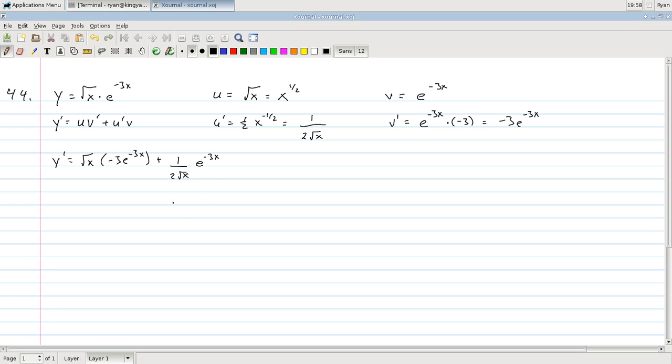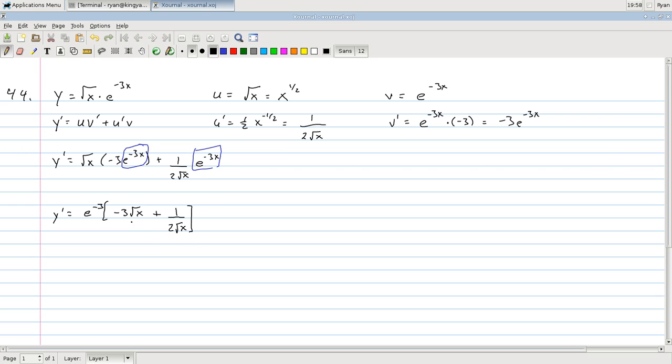Now to simplify this, I'm going to try to factor. So I see that both terms have this e to the negative 3x in common. Let's factor that out. Once we've factored out the e to the negative 3x, and this is gone on the other side, what's left over now is negative 3 radical x plus 1 over 2 radical x.